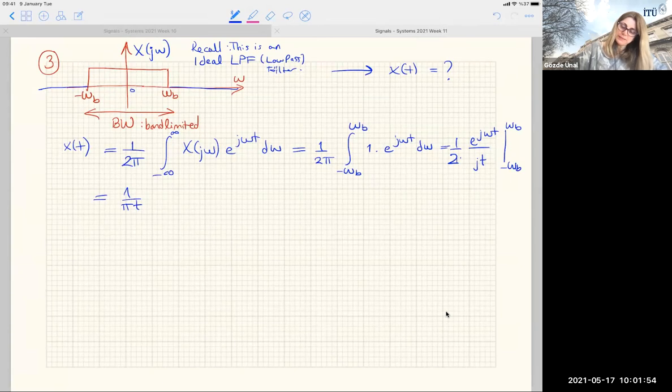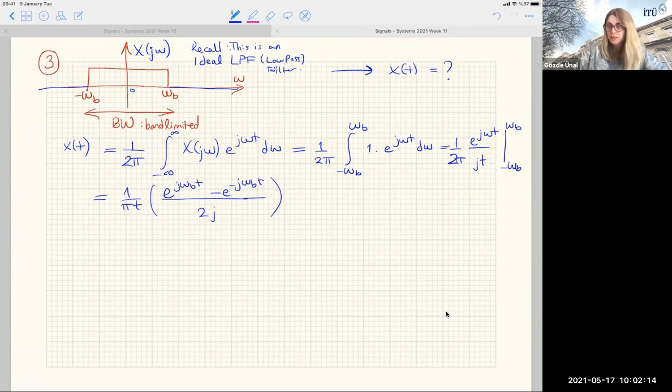Okay, there was a 2 pi here. J will go on this side. There will be 2j because we'll get a sine: e to the j omega bt minus e to the minus j omega bt. And what is this in parentheses? It's a sine, right? From Euler's formula. I think everybody can recognize this. So my x of t is 1 over pi t sine omega bt. Okay? So again, a sine t over t type.